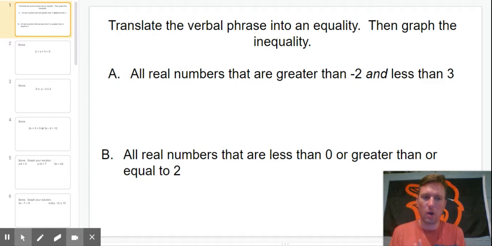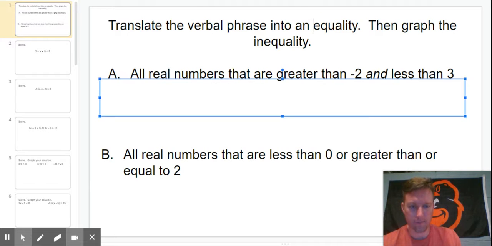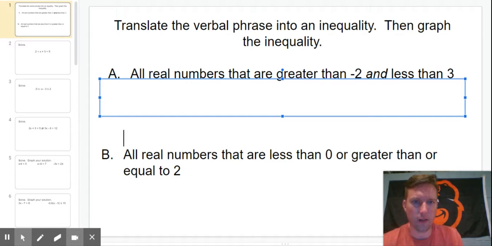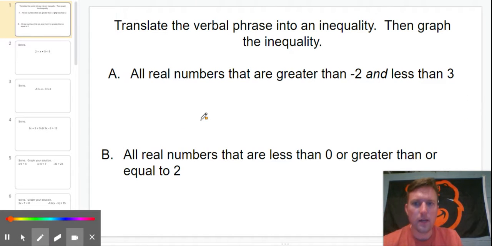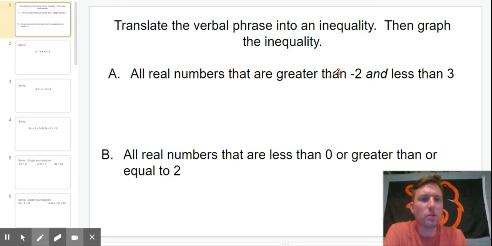We're going to start real slow, and I'm going to go through a couple of different examples today, and they're going to get more complicated as we go. The first one says translate the verbal phrase into an inequality. It says equality, that should say inequality. So: all real numbers that are greater than -2 and less than 3.